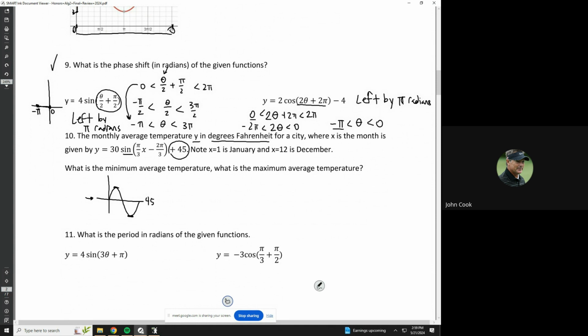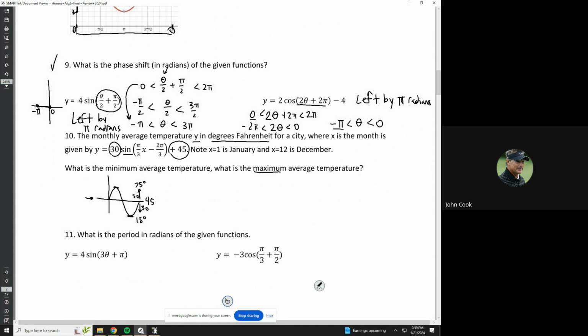And then it goes up and down by the amplitude. So if I went up by 30 from there, what would that be? If I took 45 and added on 30, that'd be 75. So 75 degrees is going to be the biggest possible value, the maximum. And then if I went down by 30 from 45, that would be 15 degrees. So that's going to be the smallest value, 15 degrees.